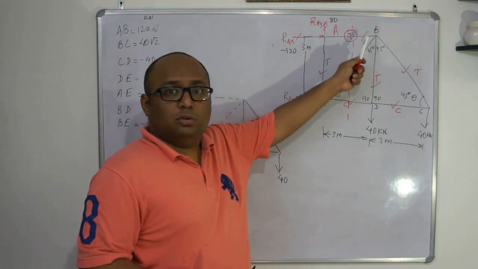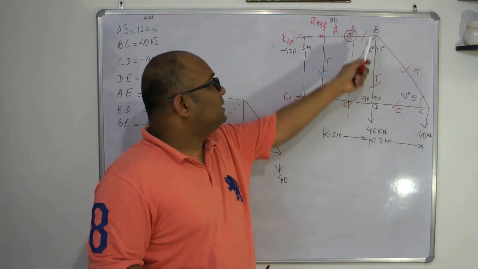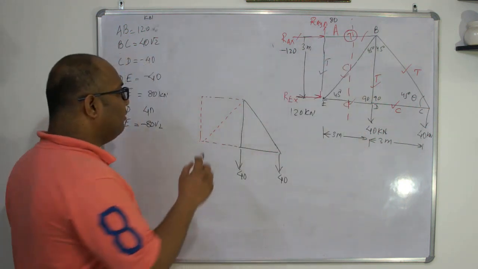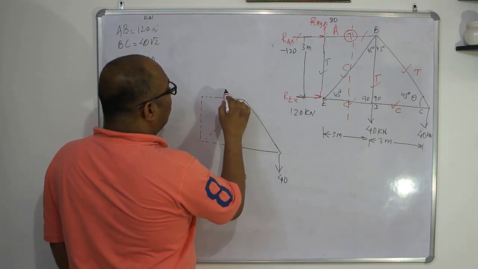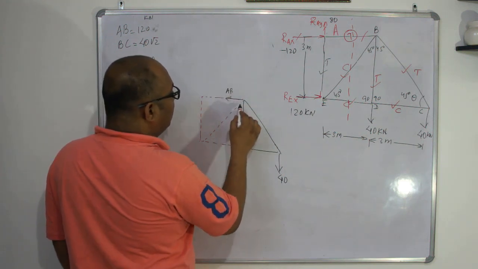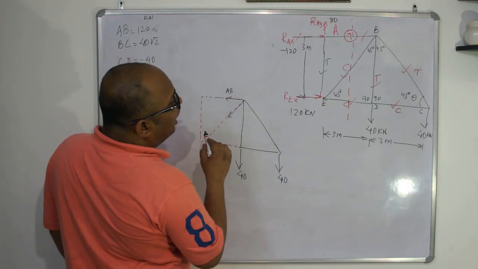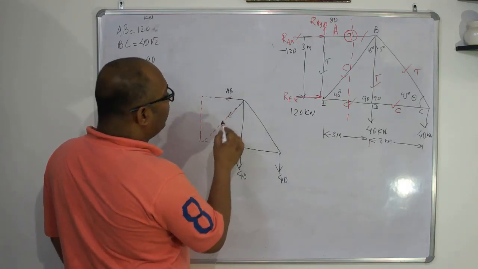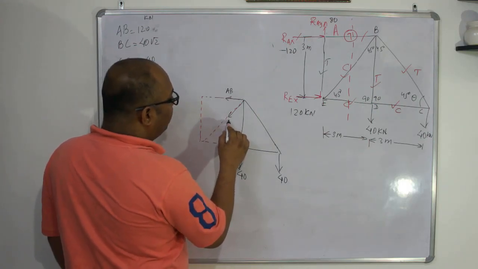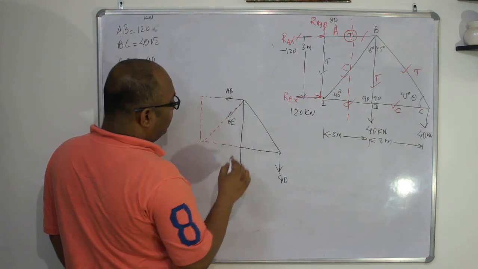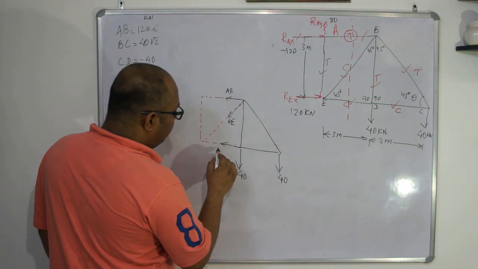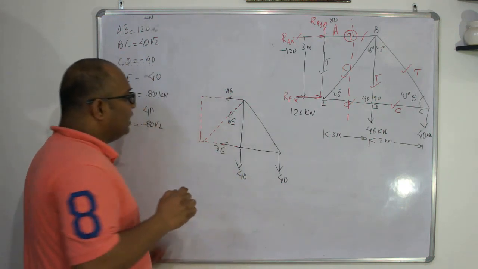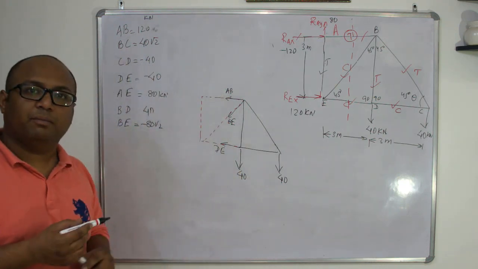This member in which you have made a section, replace this member by force. So how much force in this direction? I call this AB. How much force in this direction? That is what we have to find, and I give it the name BE. And what about this? I give it the name DE. So these are the three forces which we have to find.